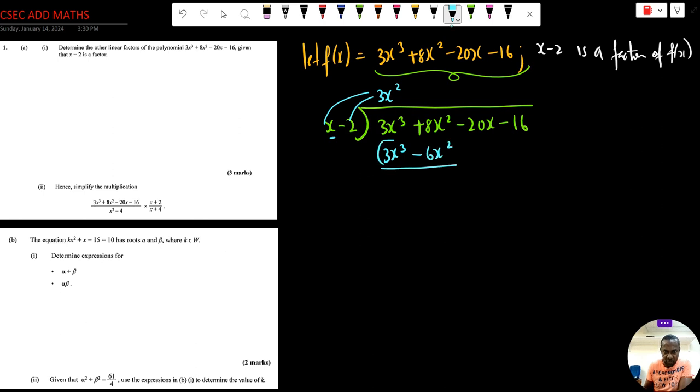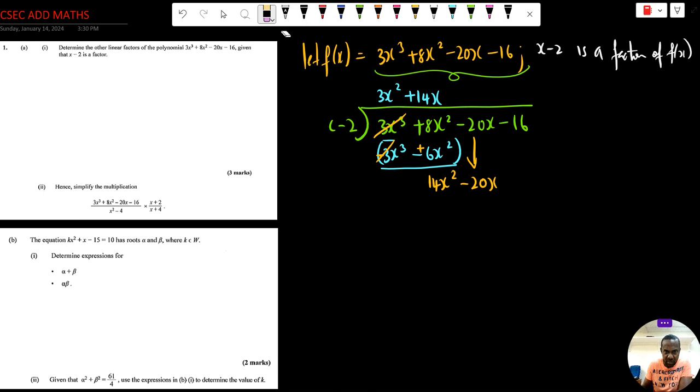We draw a line underneath that, and of course we're going to be subtracting that. When we subtract that, of course, our signs change. That becomes negative, this becomes positive. These two actually cancel each other, and we get 8x squared plus 6x squared. That gives us 14x squared. And we can bring down the minus 20x. All right, let's continue. Next, we see x into 14x squared gives us plus 14x.